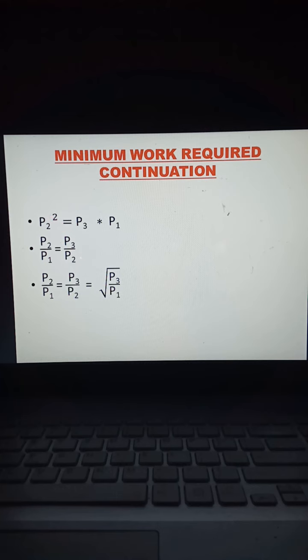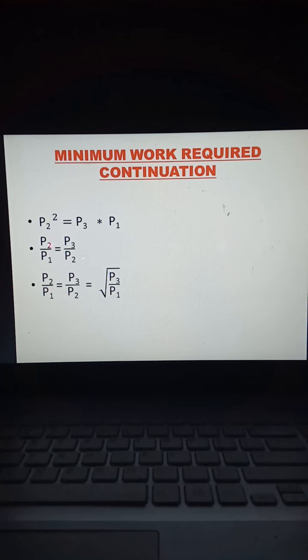So this value of P2, when you substitute it in the work equation, you will get the minimum work. Before substituting, I will rearrange this equation like these two. That is, when we cross multiply this equation, we will get the same first equation, that is P2 into P2, P2 square, P3 into P1.